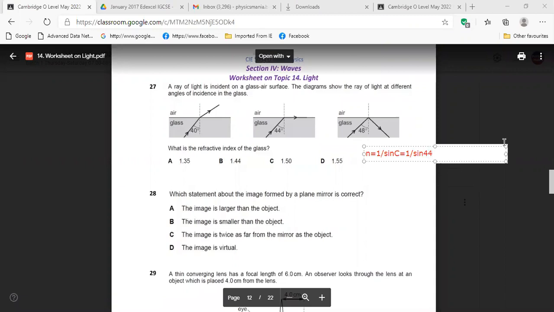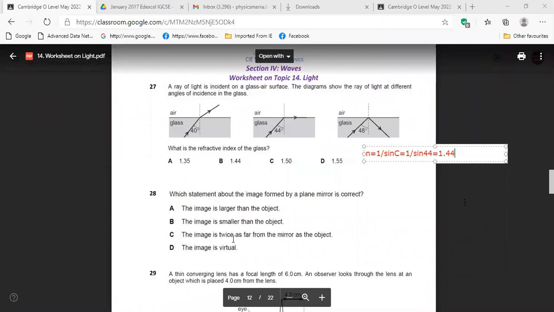What is the answer coming? The answer is 1.44, right? The angle is 44 and the refractive index is 1.44. So it's matching, right? The answer is number B.